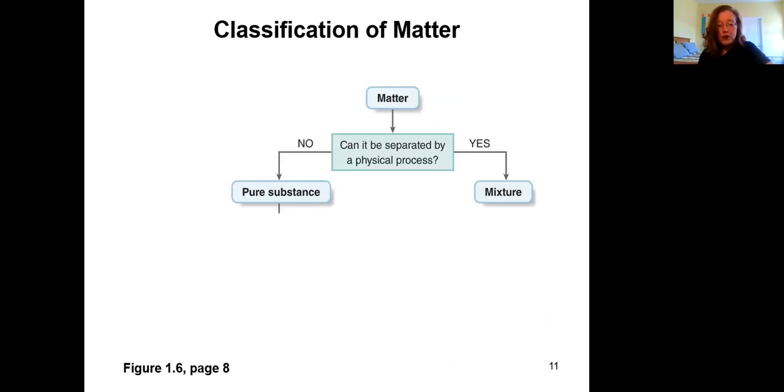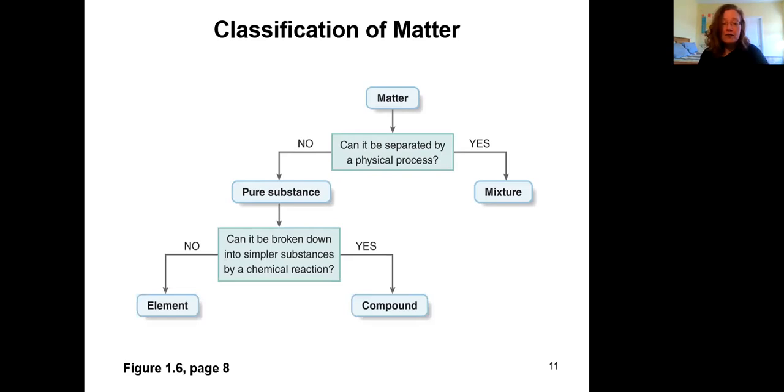Hopefully this really is figure 1.6, page 8. Some of my slides may still refer to an earlier version of the book, but we should have a bit of a flow chart. We start with the matter. Anything that has mass and volume takes up space. We can decide if it's a pure substance or a mixture based on whether or not the components in it can be separated by a physical process. If I can filter them or evaporate one of them, something to that effect, or maybe one freezes first and then I could remove the liquid away from it, that means it's a mixture. If I can't do a physical process, then it's a pure substance.